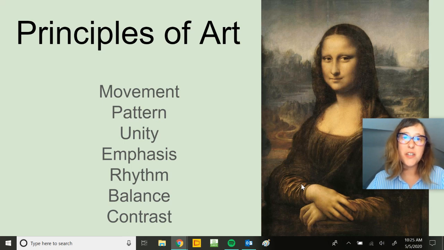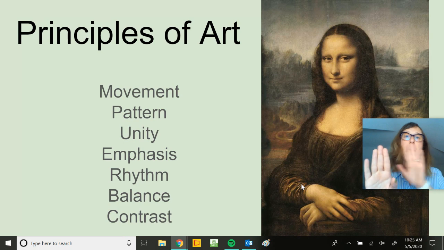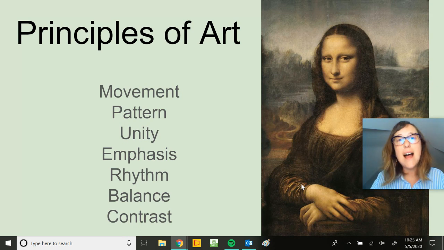Hello, artists. Today we are going to learn about the principles of art. You might be wondering, is that the same as the elements of art? They're a little bit different, but they are related. Now, the elements you know already are line, color, value, shape, form, texture, and space. The elements of art are the things you need to have in order to make a work of art.